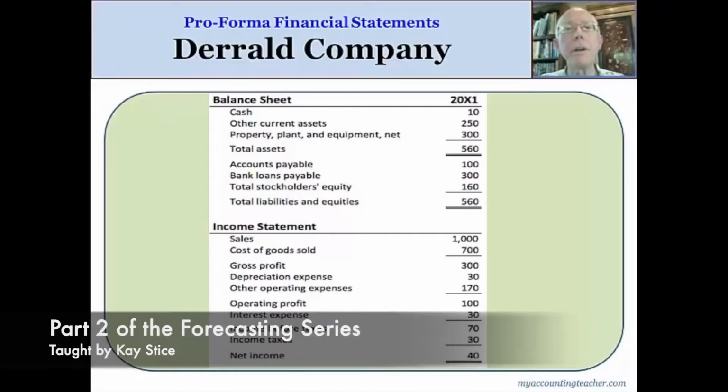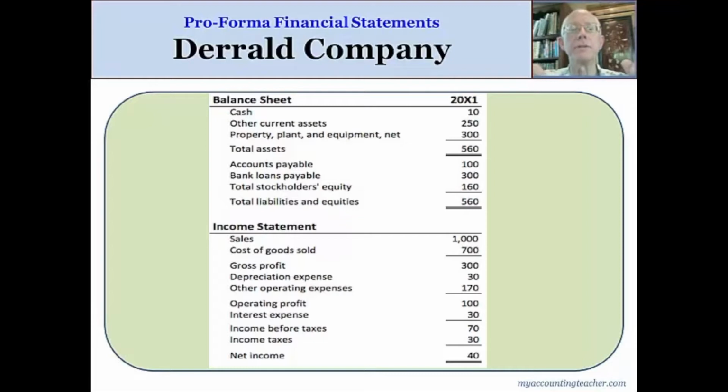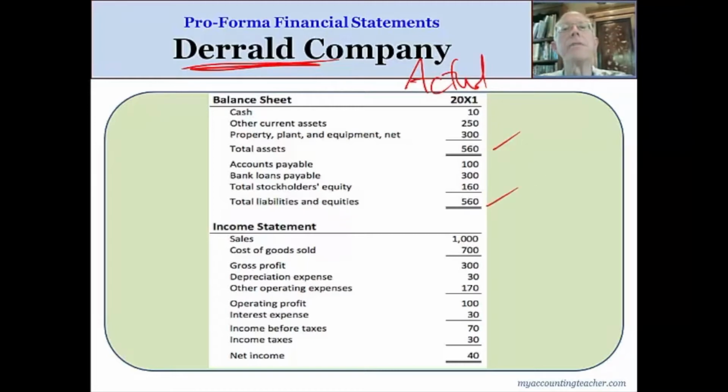We'll use a hypothetical example to illustrate pro forma financial statements. So these for 2000 X1 are actual financial data for this hypothetical company, Derrald Company. These are the actual financial statements at the end of 2000 X1 or the start of 2000 X2. So we've got total assets of 560,000. Therefore, we've got total liabilities and equities of 560,000.